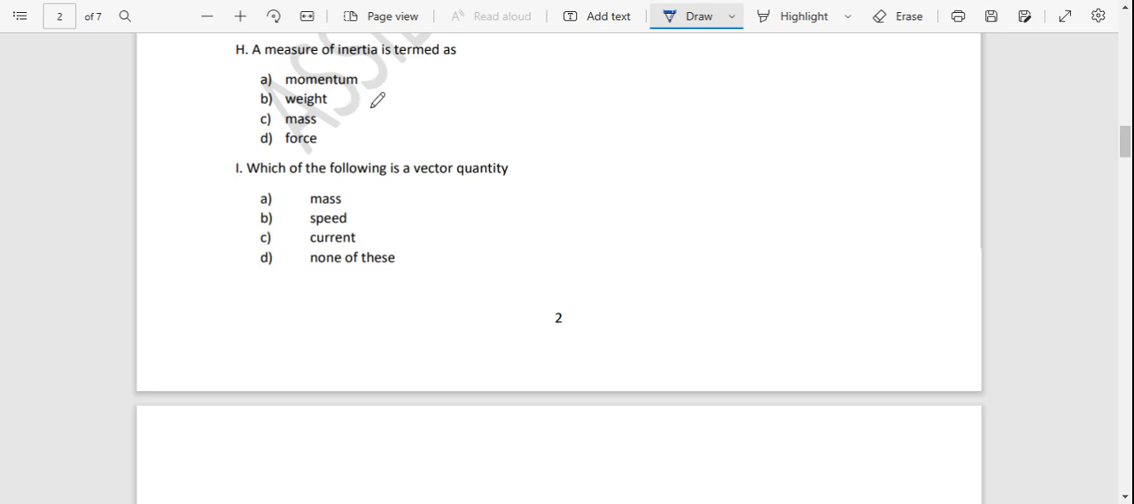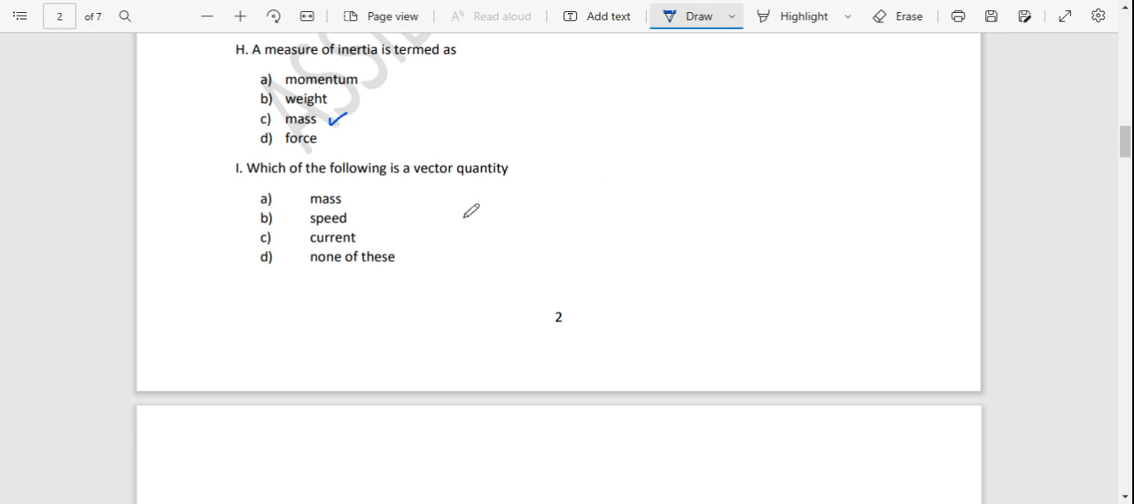A measure of inertia is termed as momentum, weight, mass, or force? You need to know that mass is the measure of inertia. Inertia is the tendency of an object to resist change. So how massive something is determines how much it is going to resist change in motion.